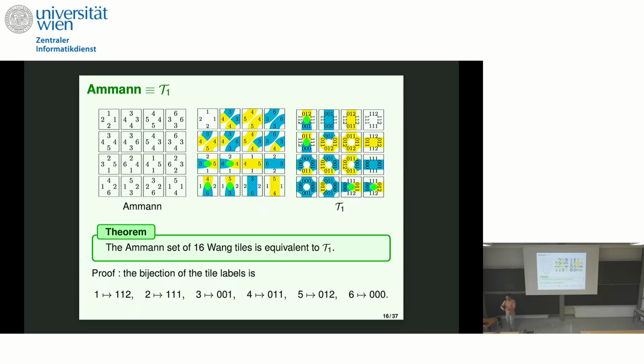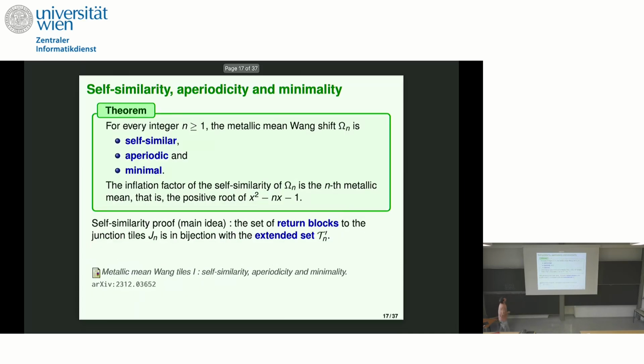Okay, so this is a family which extends the Hamann. Other theorem, it's self-similar.